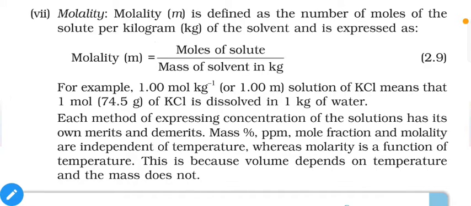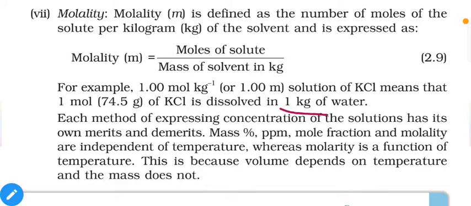So as mentioned, for KCl we have 1 mole, that means 74.5 grams of KCl, and it will be dissolved in 1 kg of water. So all of these methods have their own importance, and all of them have their own benefits and downgrades.